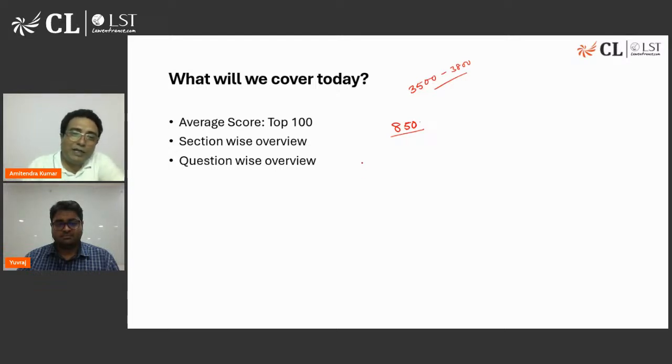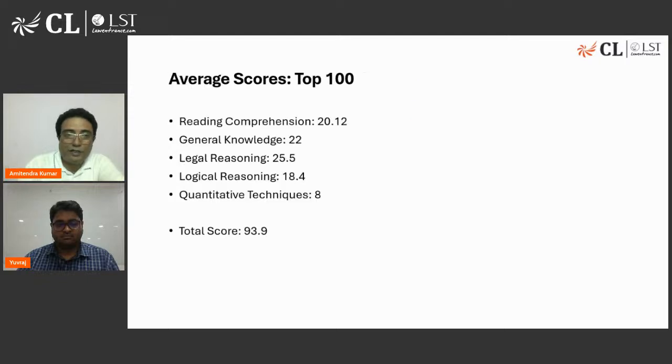We'll look at the section-wise and question-wise overview. We'll talk about the accuracy out here, and we'll pick up your queries at the end of the session. First, let me share the average scores of the top 100 students. Top 100 here means out of 850, those who are in the top 100 ranks so far. For some of you, the percentile might change a little, because we scan the OMRs as and when they are received, so the data might change. But this is a good indicator. 850 is a very good sample size, I would say.